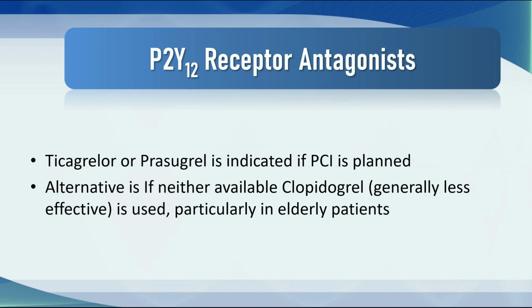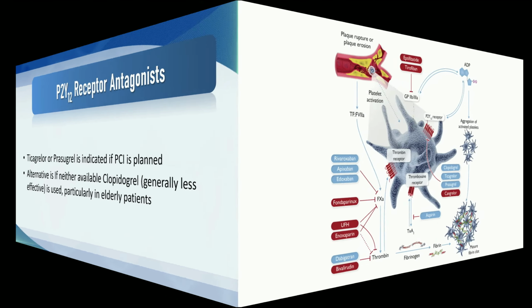Once the decision is made to do a PCI, regardless of the situation, P2Y12 receptor antagonists are administered. In the country I work in, that is ticagrelor, but the European guidelines suggest you use prasugrel, and you can look up yourself the differences between the two of these drugs. Alternatively, clopidogrel can be given particularly to elderly patients.